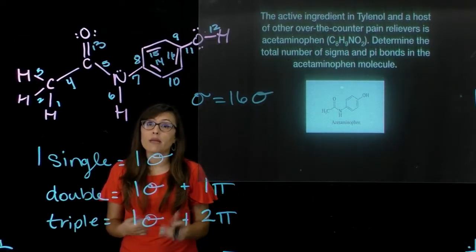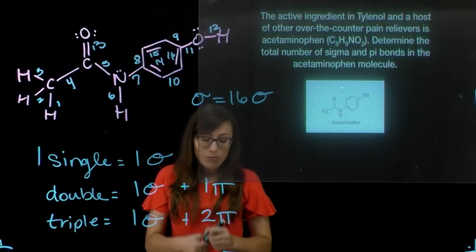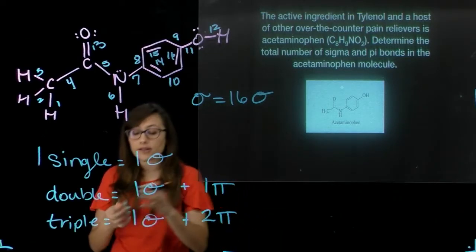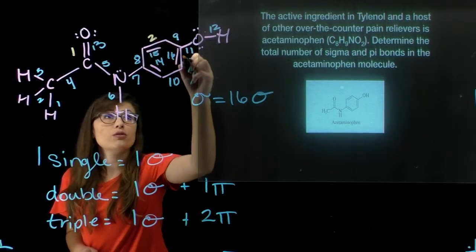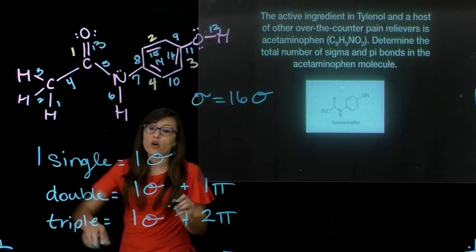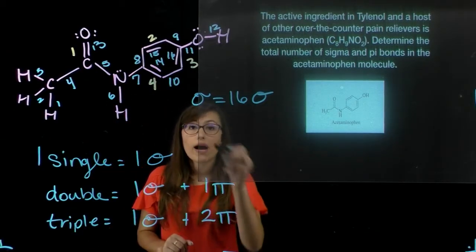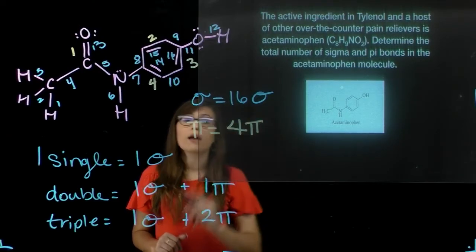Now let's look at how many pi bonds we have. In this case, we're going to count how many multiple bonds we have present. So we have 1, 2, 3, 4 double bonds. We know for every double bond we have one pi bond. So for pi bonds, we have 4 pi bonds.